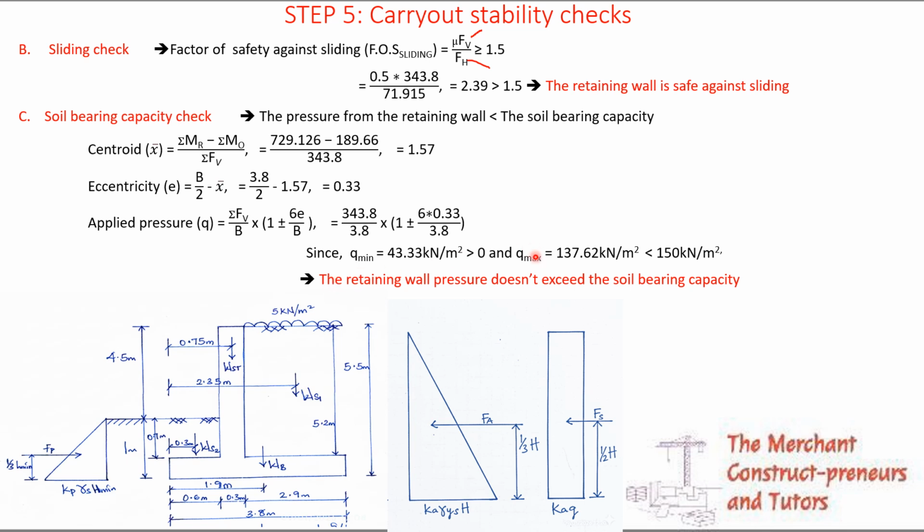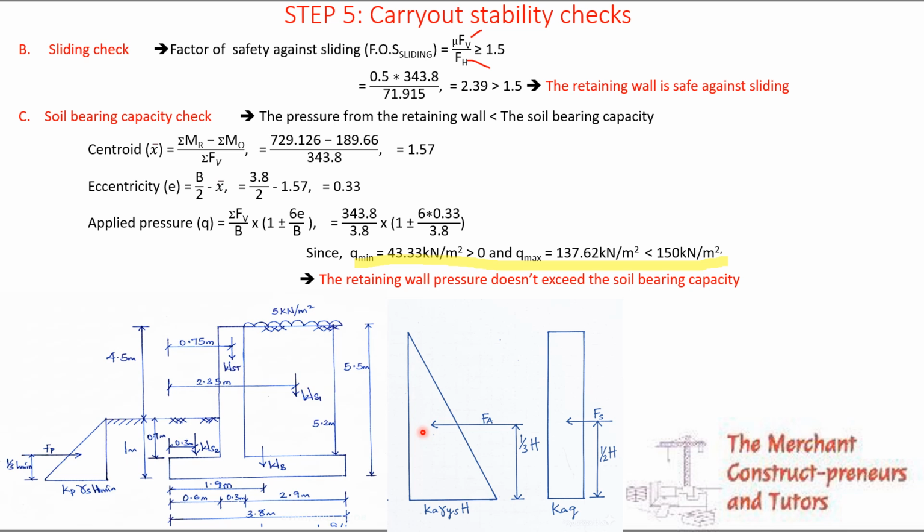So with this, the retaining wall is not exceeding the soil bearing capacity, and the dimensions are sufficient for the stem, the base, toe, heel, and every other dimension that we assumed from our preliminary checks, right? So this is all about the stability check for a cantilever retaining wall.